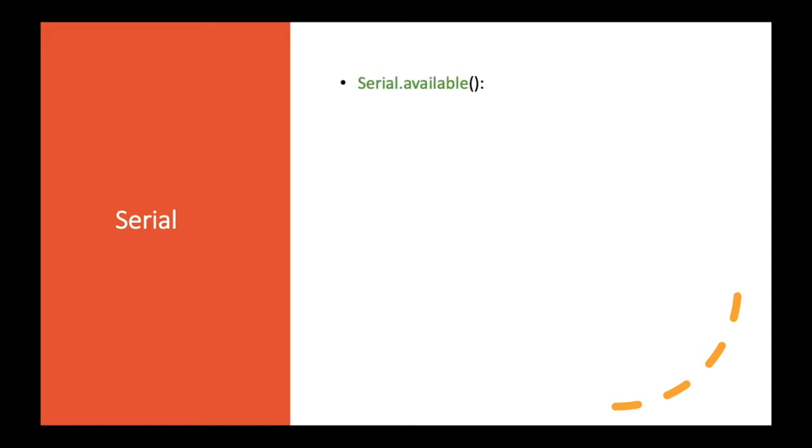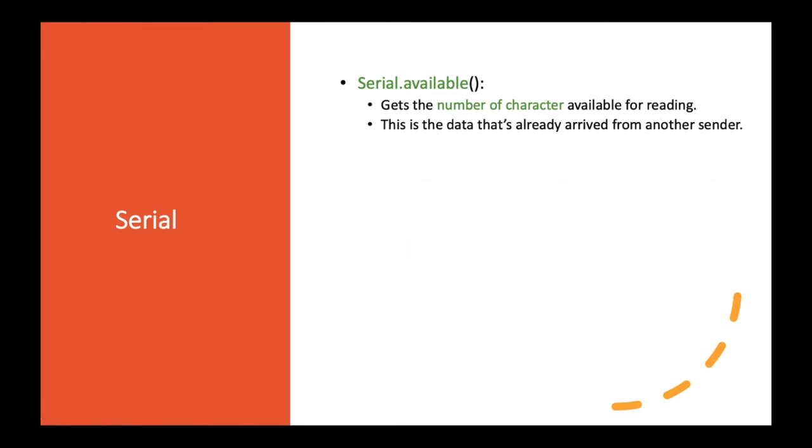Now, serial.available is another important function in serial communication. This function will get the number of characters available for reading. Meaning, if your Arduino is receiving something from a sender, then this function will let you know if there is anything available to read or not. We'll get how many characters are available to read.